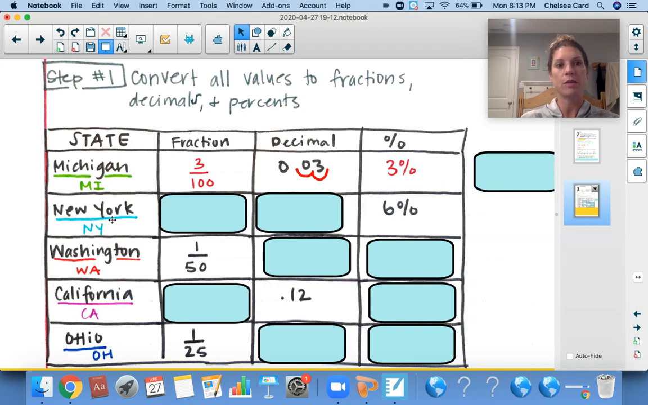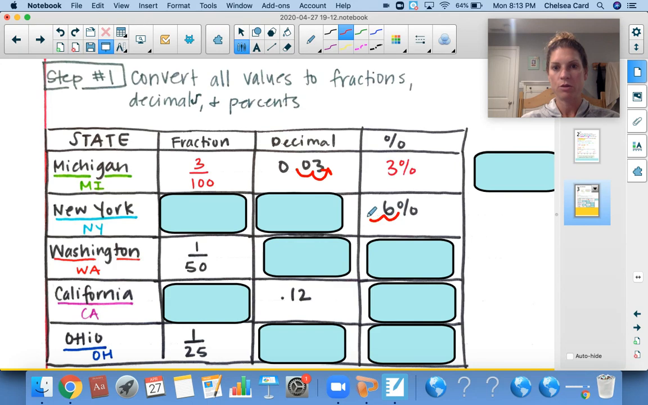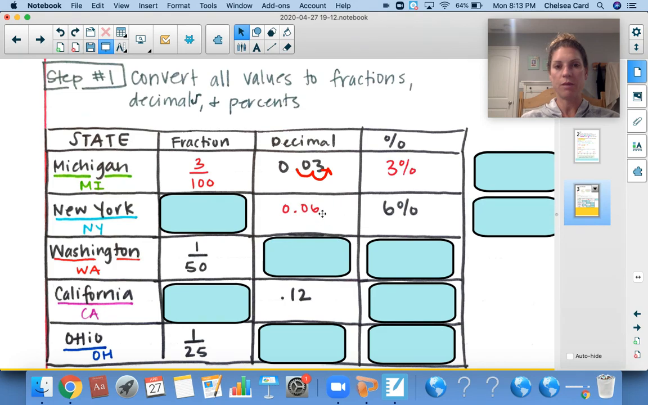Okay. The next one is New York. New York is 6%. So when I need to do the decimal, I'm going to do it the exact same way, except now I'm going in the reverse direction. So instead of going to the right, now I'm going 2 places to the left, which is going to give me 0.06 as a decimal. And that's going to be my decimal. So I have 6 hundredths as a decimal for New York. 6 hundredths is 6 over 100. So that's my fraction for New York.